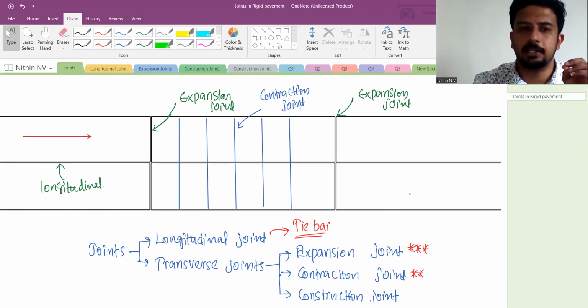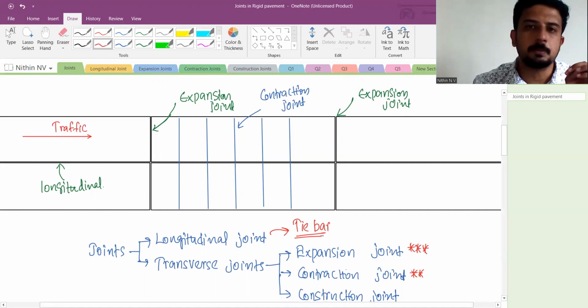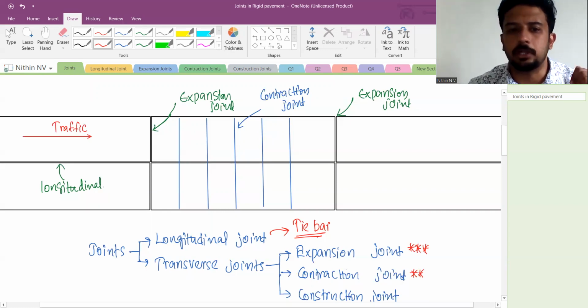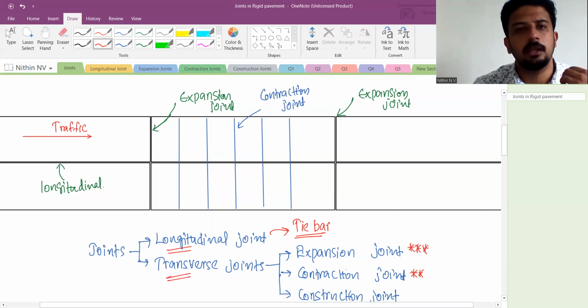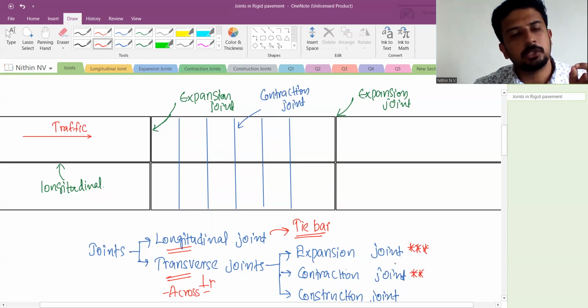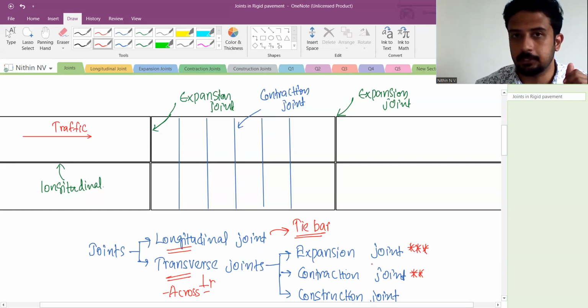See, the longitudinal joint will be in the direction of traffic, or I can say along the traffic direction. Whereas the expansion joint, contraction joint, as well as construction joint will be perpendicular to the traffic direction. So with respect to traffic direction only, we name them longitudinal and transverse. Transverse means perpendicular, or I can say across. Which means expansion joints are provided across the traffic direction, or perpendicular to it. Similarly, contraction as well as construction.